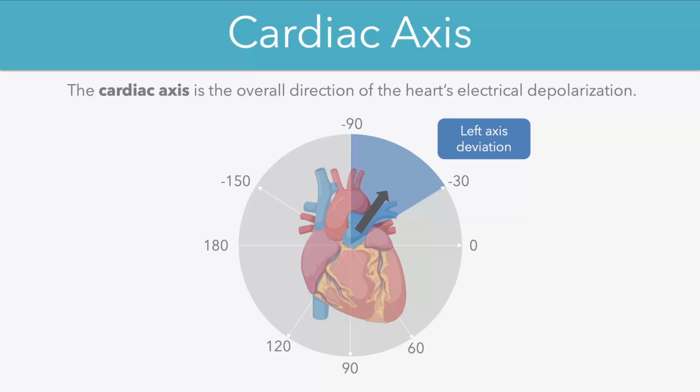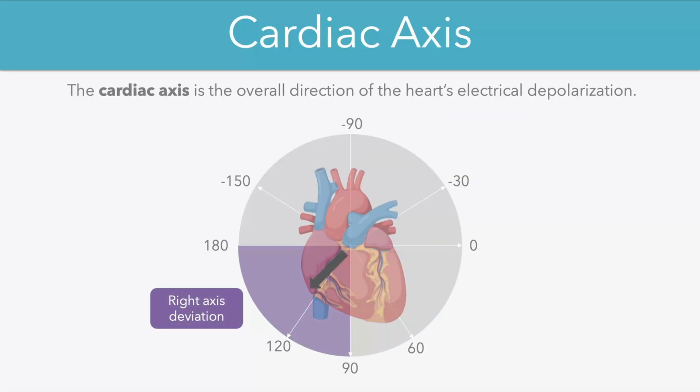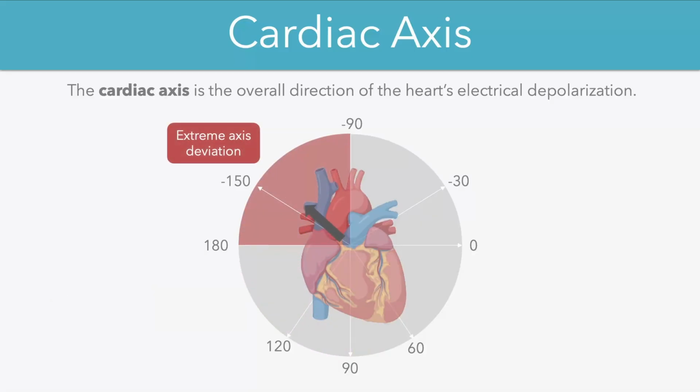Some individuals may have what's known as a left axis deviation, where the cardiac axis lies between -30 and -90 degrees instead. This could be caused by something like left ventricular hypertrophy, where the enlargement of the left ventricle causes the axis to deviate. In the opposite way, some patients might have right axis deviation, where the angle is between 90 to 180 degrees instead, and this can be caused by right ventricular hypertrophy. In rarer cases, the angle might be between -90 to 180 degrees, and this is termed an extreme axis deviation. This can be caused by pathologies such as ventricular arrhythmias or dextrocardia.